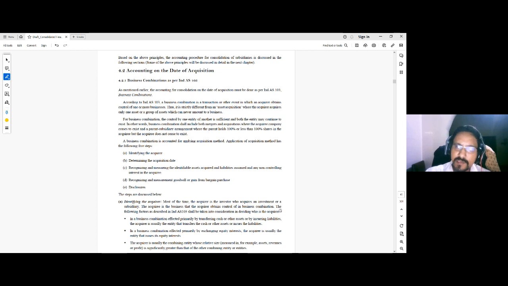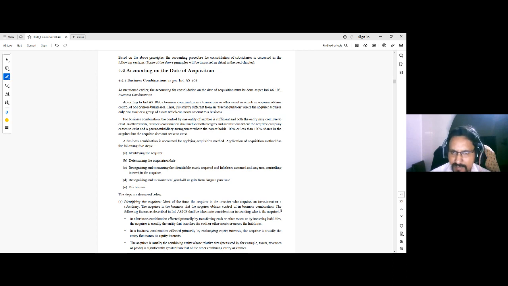In other words, business combination shall include both merger acquisition, as I have already mentioned, where the acquiree company ceases to exist. If I acquire that other company, if I merge that other company with myself, then that other company will no longer be in existence and it will be merged with me. That is also a business combination, and that is also requiring consolidation on the date of acquisition. And at the same time, if I am acquiring the controlling interest, only more than 50% of the voting right of the other company, of that acquiring company, then also it is called business combination, and that will also be requiring the consolidation as per 103.